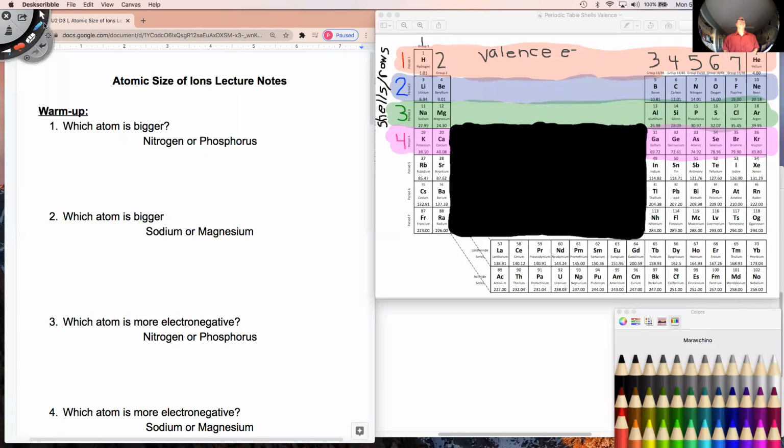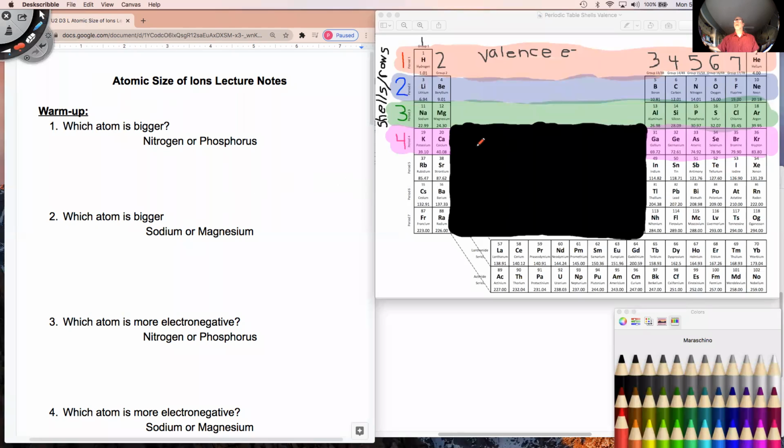Good morning. So today we are going to talk about the atomic size of ions. Last class, we talked about how to find the atomic size, and we talked about electronegativity. So I'm going to give you a quick little review on atomic size.